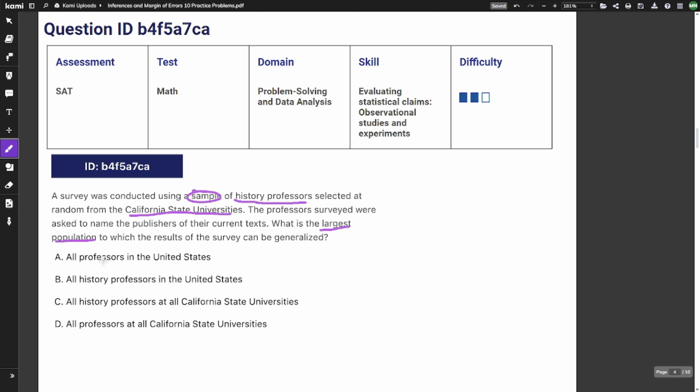And let's see. Professors, that's not history. History professors, United States. That's not California State Universities. History professors, yep. California State Universities, also yep. So our answer is C. And then D, professors, it's missing history, so it's not going to be D.